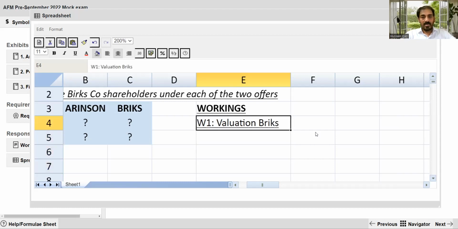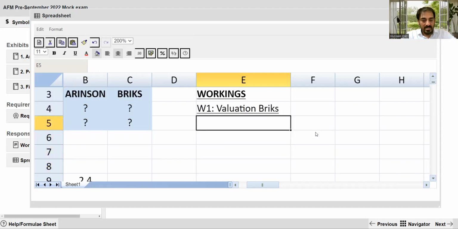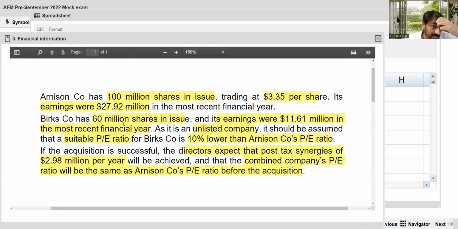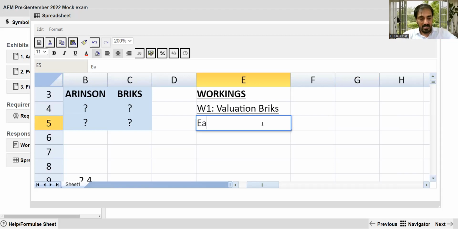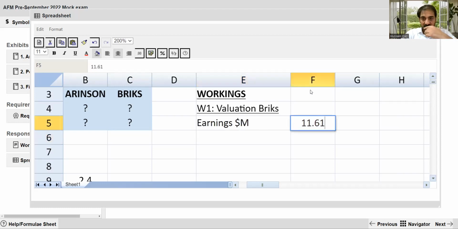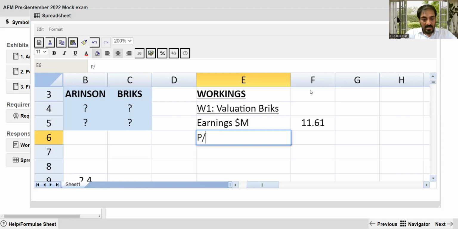Bricks. Come on. So here the PE ratio, it's very clear. Number one, what is the information given? The information given here: Bricks, unlisted company. Okay. So we can use the PE ratio of Anderson, the same industry. So first of all, the Bricks company earnings available are $11.6 million. Okay. Earnings given, dollars million, 11.61. Now we require the PE ratio.